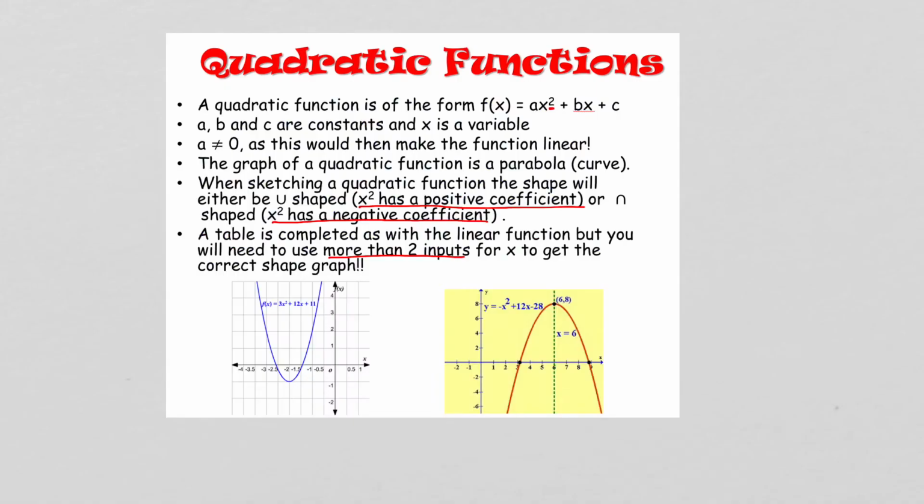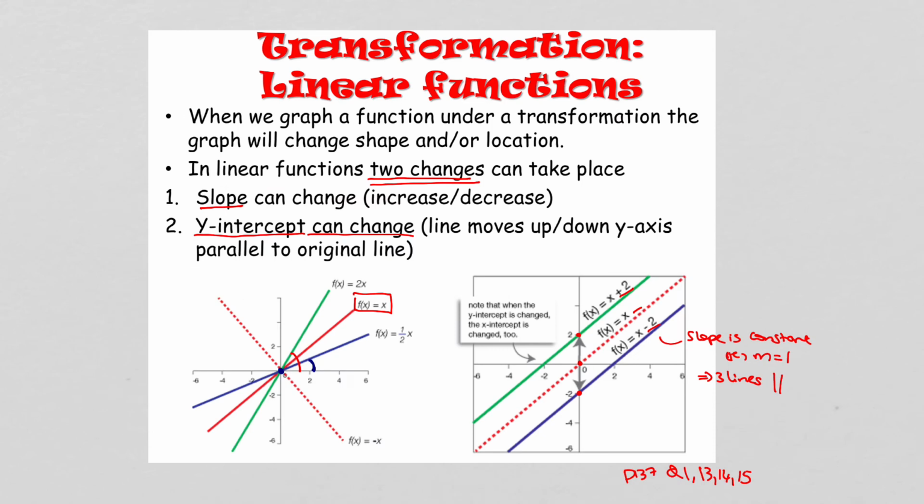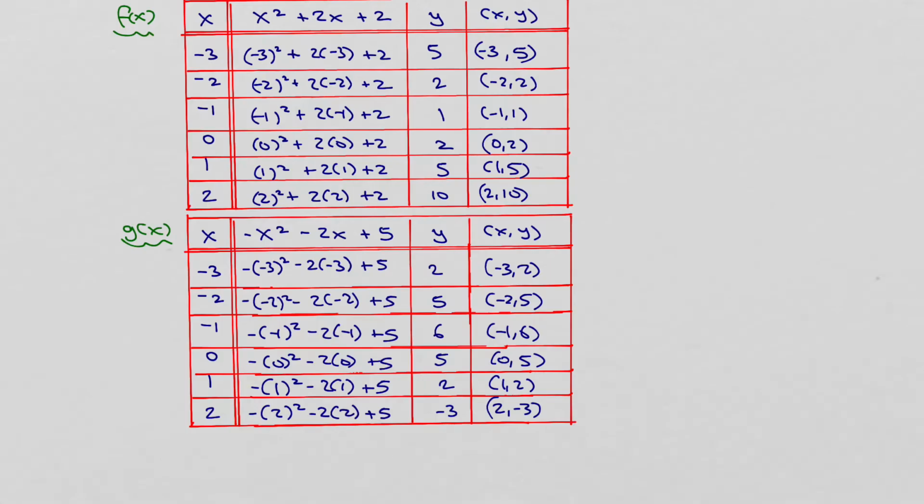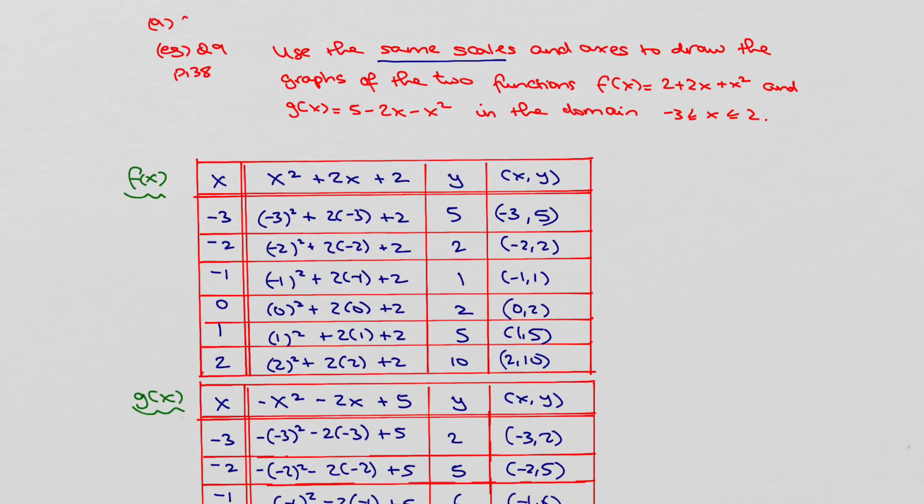Just in terms of types, if we go back to the start, we're saying for each of our functions that we're going to sketch, type 1 is our linear. And we have A, which was drawing the graphs, and B, which was our transformations. Then type 2 is our quadratic functions. Again, A is where we're looking at drawing the graphs, and then B will be our transformations.